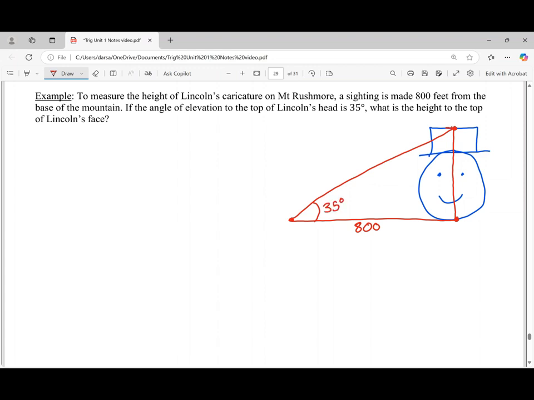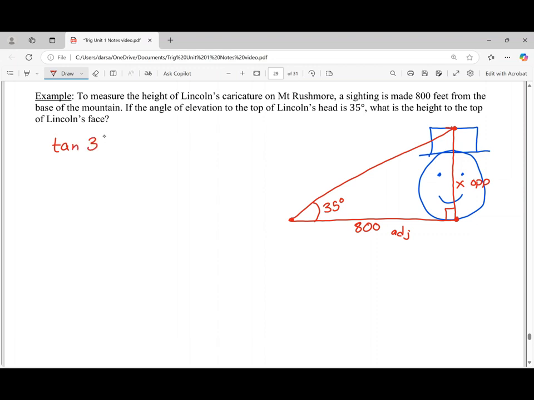What they want to know is how tall is Lincoln's face? So they want to know, what is this height x? And since we went straight up, can you see the right triangle that we have created? From the 35, what is this side down here? This is the adjacent leg. From the 35-degree angle, what is the other side over here? That is the opposite leg. So, what puts opposite and adjacent together in our SOHCAHTOA? That's right, that is tangent.